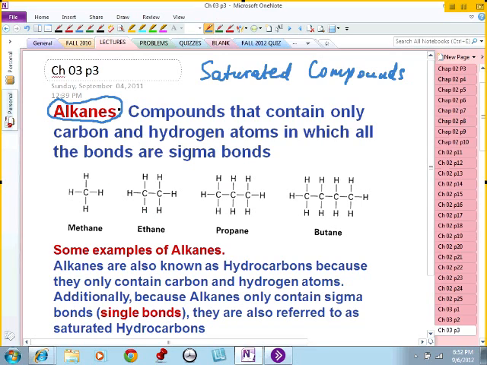Okay. Examples, as you can see here, you have methane, in which you have only one carbon atom attached to 4 hydrogen atoms, ethane, 2 carbon atoms, propane, butane, and as I've told you before, these are the components of your cooking gas.